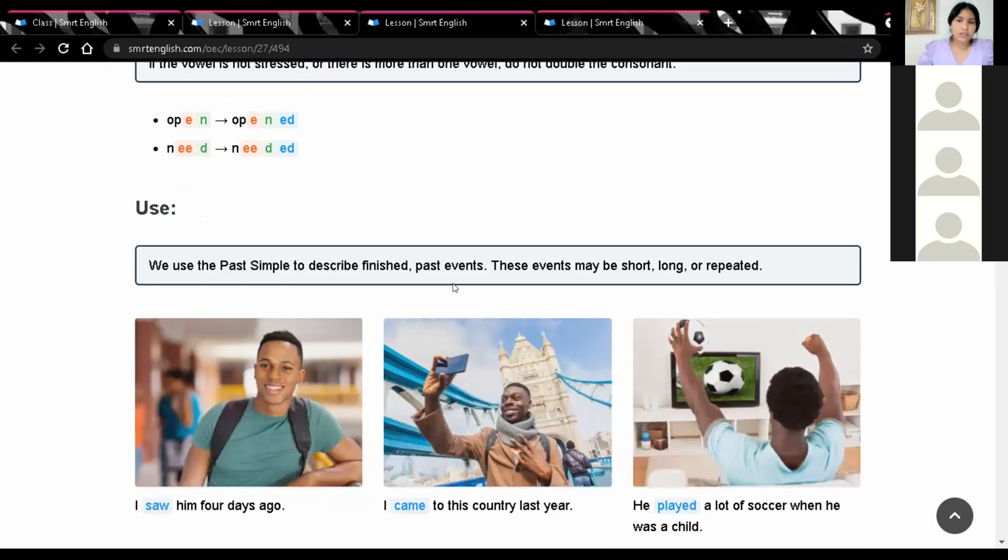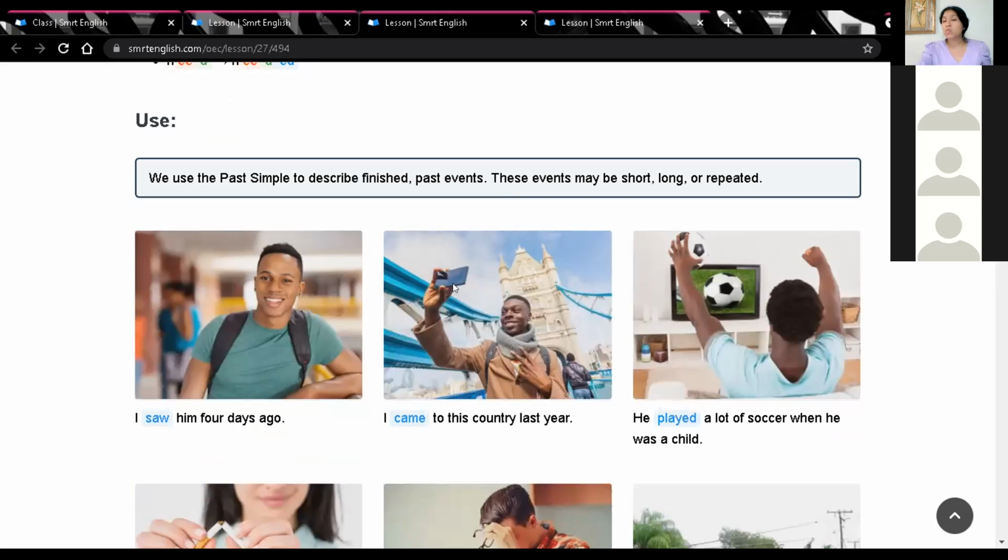Okay, let's go with the use of it. It says we use the past simple. What do we use it for? We use the past simple to describe finished past events. These events may be short, long, or repeated.